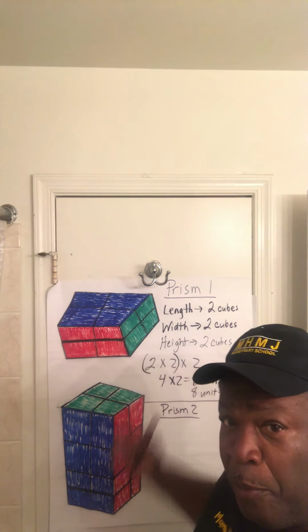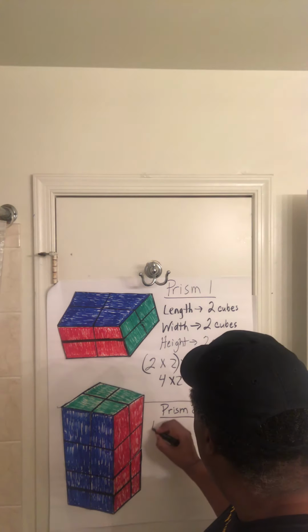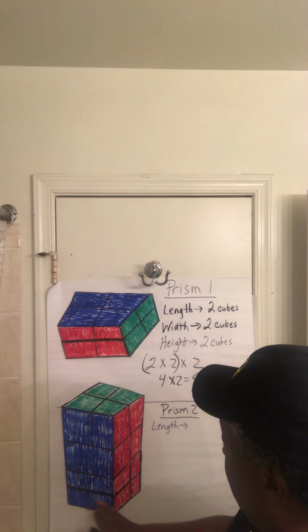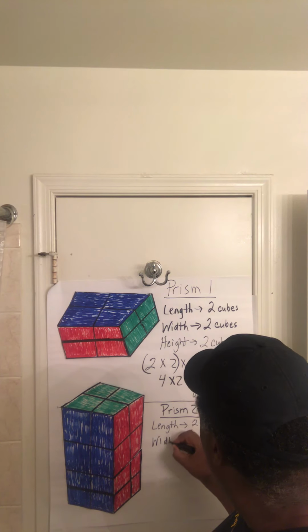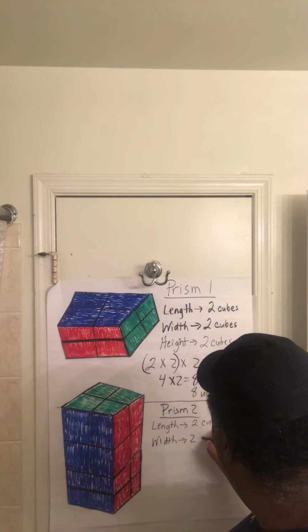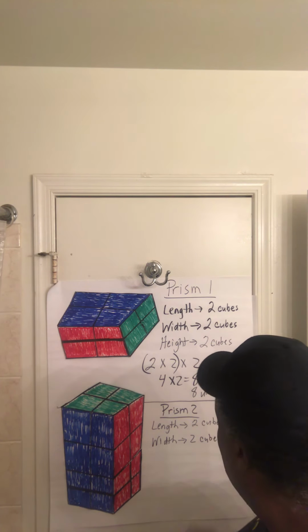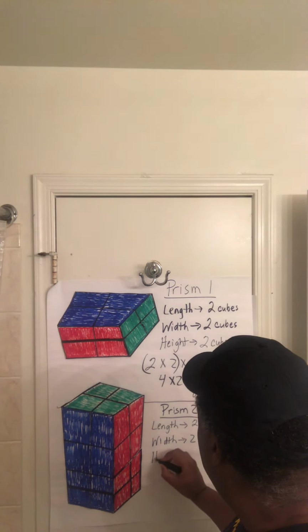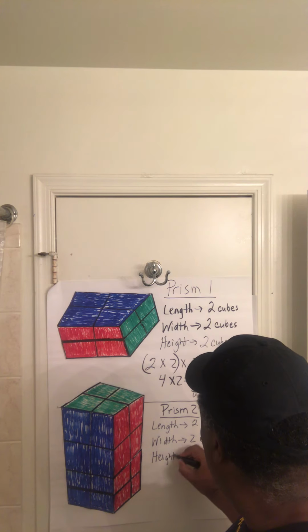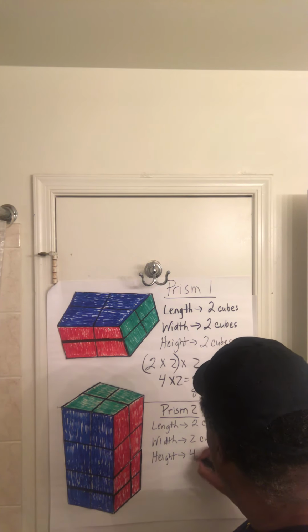And just like we did for prism 1, we're going to label the length. And we see that the length is 2 cubes. We're going to label the width, which is also 2 cubes. And then we're going to take a look at the height, which is 1, 2, 3, 4 cubes.